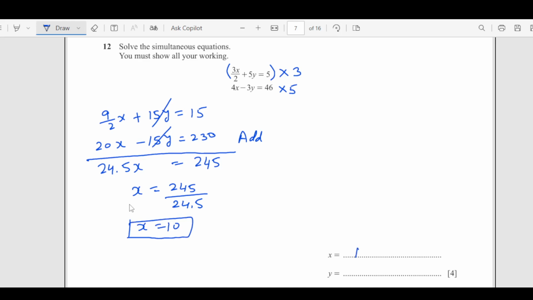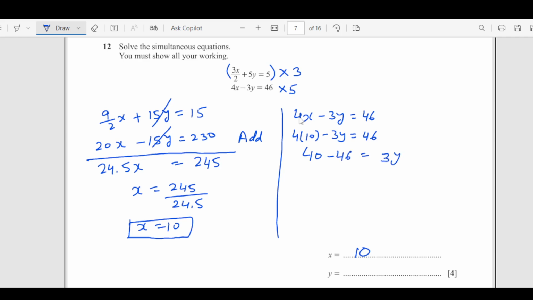We will write down here x is 10. Now we will find the value of y when x is 10. I am going to take the lower equation, 4x minus 3y equals 46. Substitute the value of x, which is 10: 40 minus 3y equals 46. So bringing 46 to the left hand side and 3y to the right hand side, this is negative 6 equals 3y. Divide by 3, divide by 3. So y is equal to negative 2.